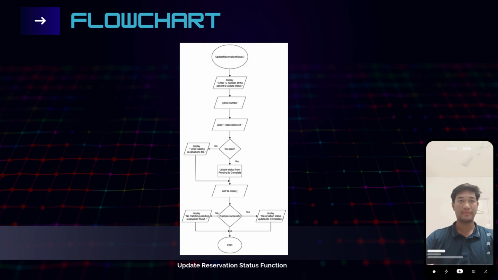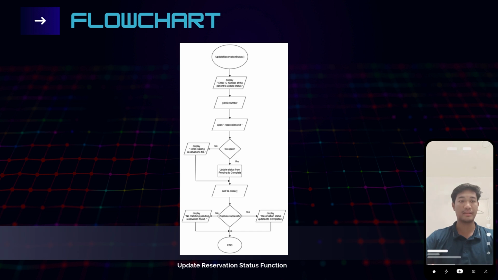For the update reservation status function, it will display "Enter IC number of the patient to update status", and the user must input the IC number. Then it will open the file, which is reservation.txt. If the file is open, it will update the status from pending to complete, and then it will close the file.